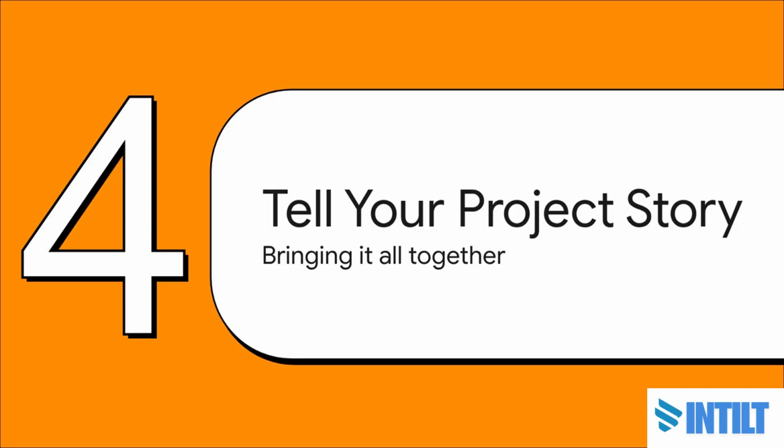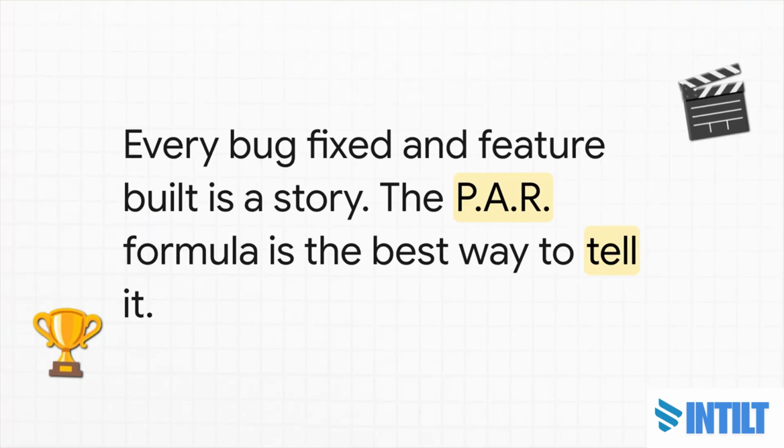So, let's bring it all home. We've taken apart what makes a perfect answer, and we've talked about how to turn the interview into a genuine conversation. So here's the bottom line. Every single bug you've fixed, every feature you've built, every system you've upgraded, it's a story. And the problem action result formula is the tool you use to tell that story in a compelling way. It brings your resume to life.